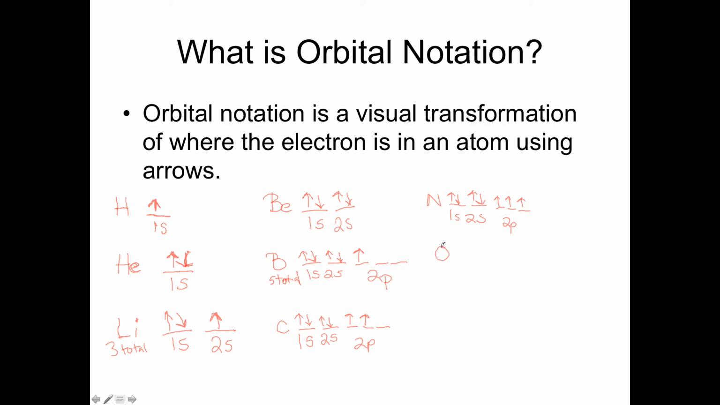Then comes oxygen. 1s, up, down. 2s, up, down. Now I'm in the 2p. Each electron first gets its own seat. Now I'm at 7. I need 1 more. I'm going to pick one of these seats and start to pair them up. But when I pair them up, they have to spin oppositely, just like they did here. So this one, I'll go down.